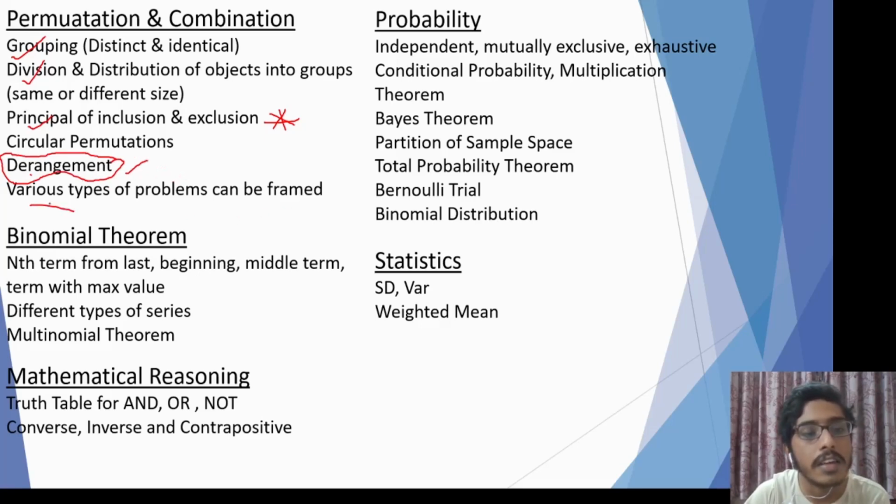And as I said, there are various different types. Every time you open a book, you can find a new problem from permutation and combination. So nothing can be specified of it. But these are just some general concepts which you must know.